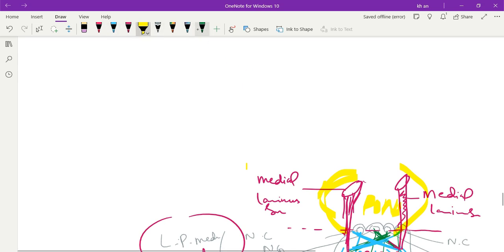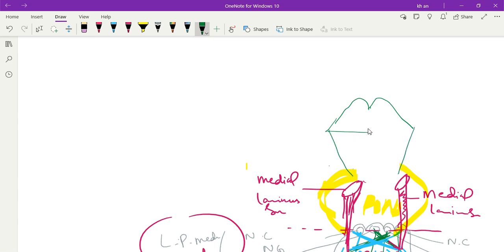Now the next structure in the way is the midbrain. So now let's start the midbrain. The midbrain will have a structure like this. This is the midbrain, and this one in the middle is called the cerebral aqueduct. And now these structures will come here.